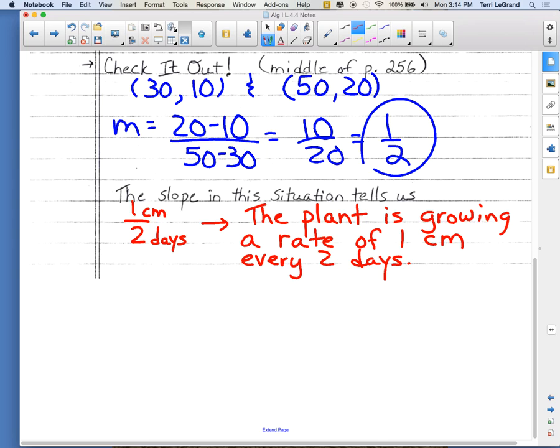So you need to shape up your SQ3Rs also. Okay? Anybody have any questions? Okay. Now let's go to work at home.